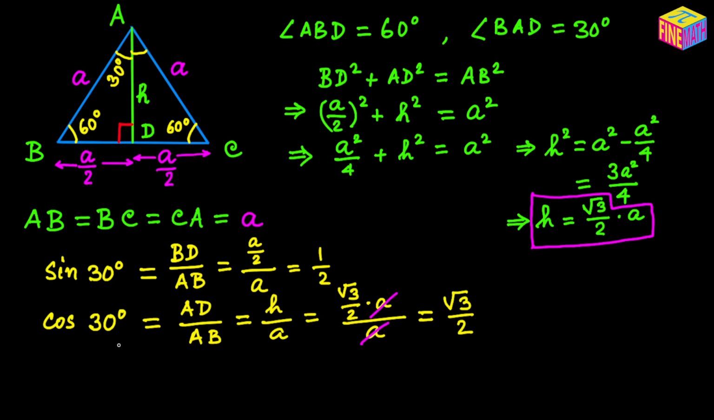Now from these two ratios we can easily calculate the value of tan 30 degree, or maybe from the triangle also we can do that. Let's do that from the triangle first.